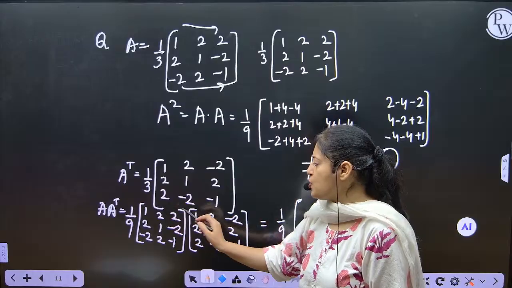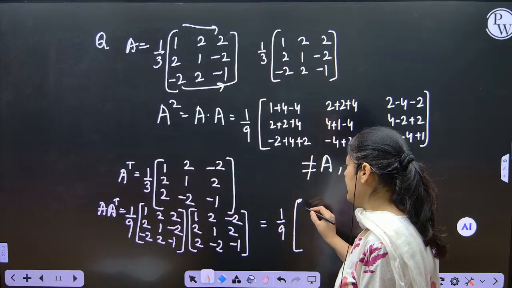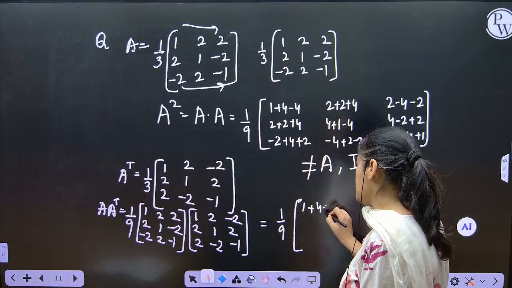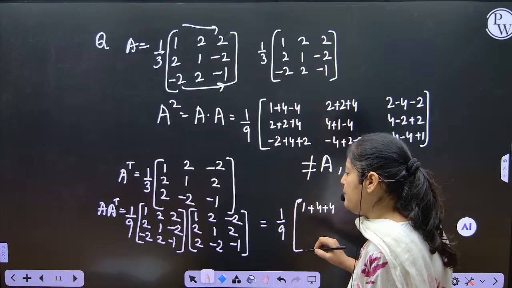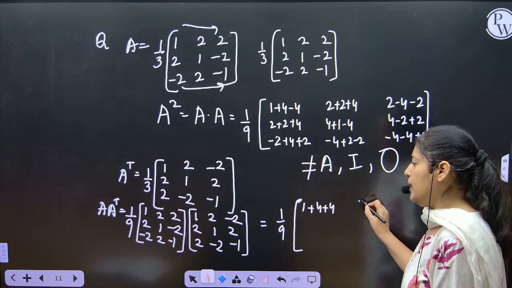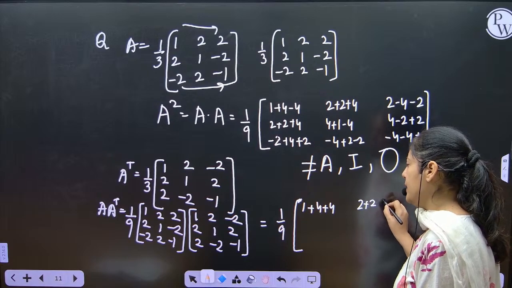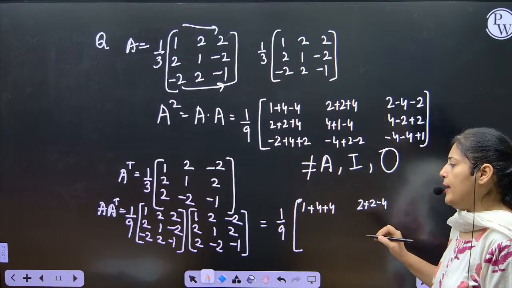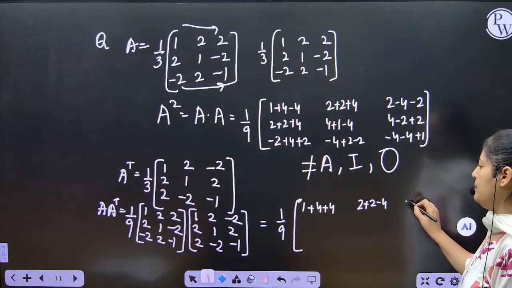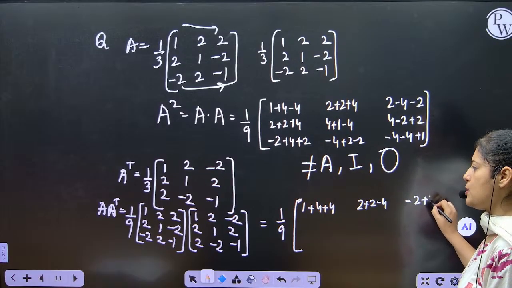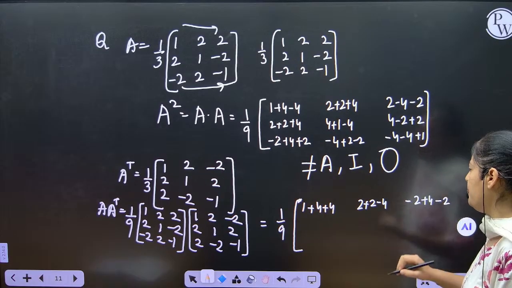So now the first row will be multiplied with the first column. It will come out to be 1 plus 4 plus 4. Then the first row with the second column, 2 plus 2 minus 4. Then I am multiplying with the third column, -2 plus 4 minus 2.